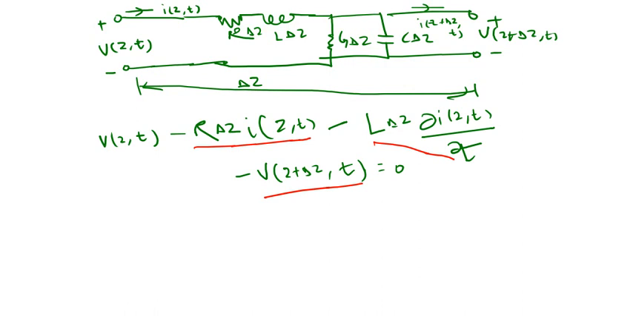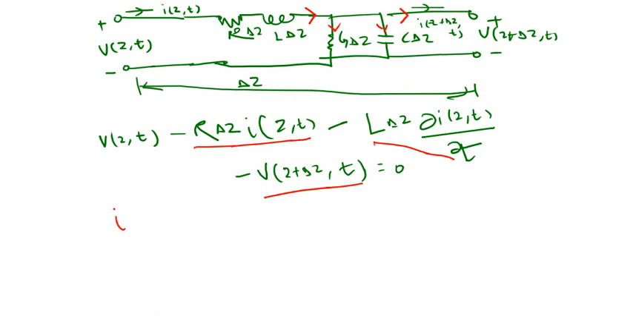And also we can apply Kirchhoff's current law. Applying Kirchhoff's current law, this current is the sum of this current and this current. So this current can be divided into these two currents. The current coming here is the sum of this current and this current.